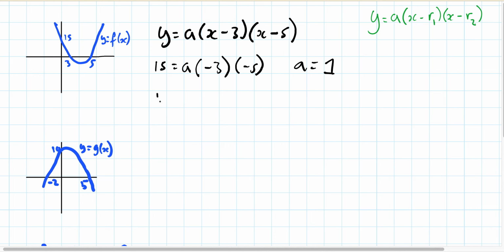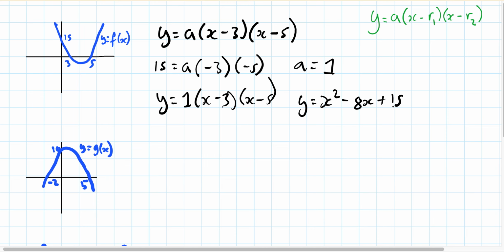Therefore my y equals 1 times (x minus 3)(x minus 5), and then I could just expand that out to get x squared minus 8x plus 15. And that's my a is 1, b is minus 8, and c is 15. Okay, in this form. Sometimes I might ask to give it in the form of completing the square.